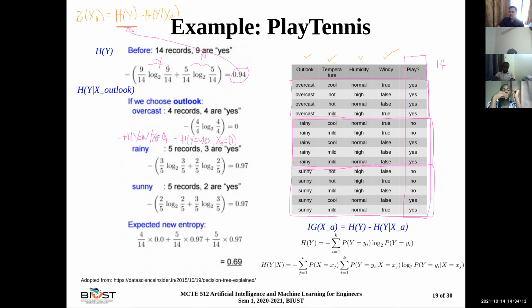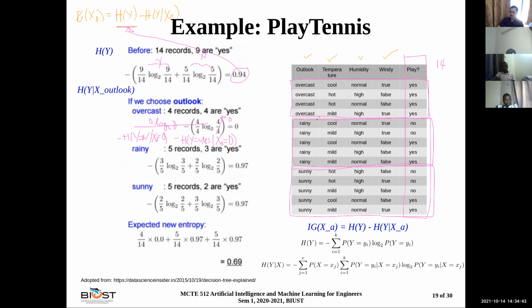So how many are no given overcast? There's no no in the overcast, so that's 0 log 2 of 0. For the yes, it's all yes, so 4 over 4 log 2 of 4 over 4. The whole thing becomes 0 because log 2 of 1 is 0. So we disregard this one, and this one is 0.